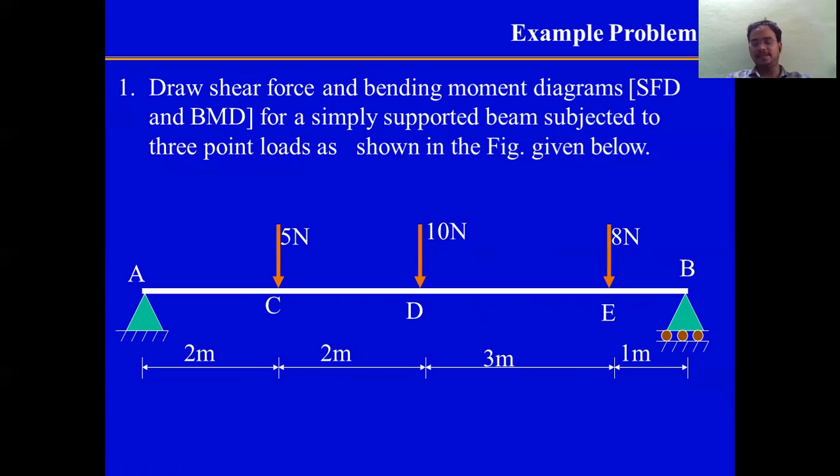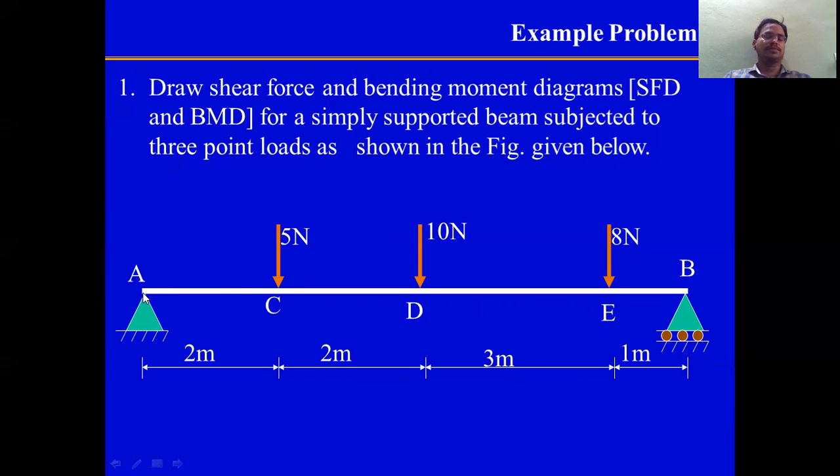But in this case, the reactions will be in the upward direction, RA and RB. RA plus RB is equal to 5 plus 10 plus 8, 15 plus 8, 23 Newton in the downward direction. So RA plus RB is equal to 23. And the moment at A, you consider it as 0.